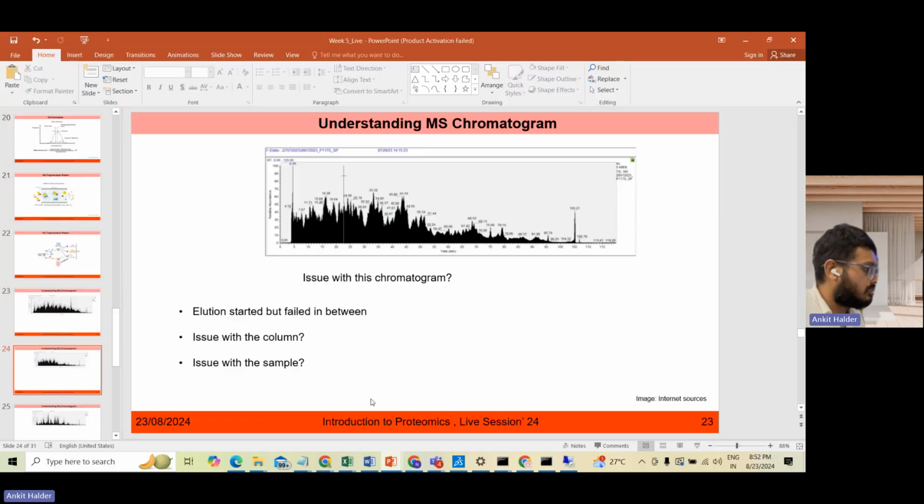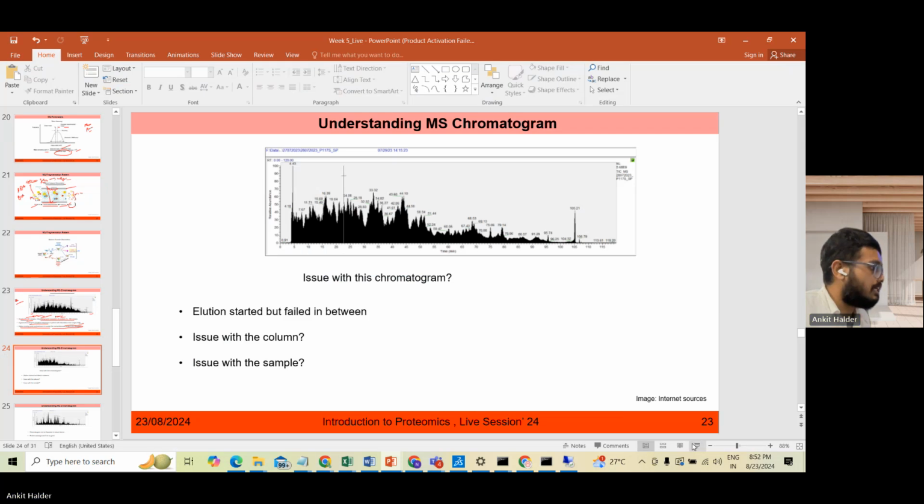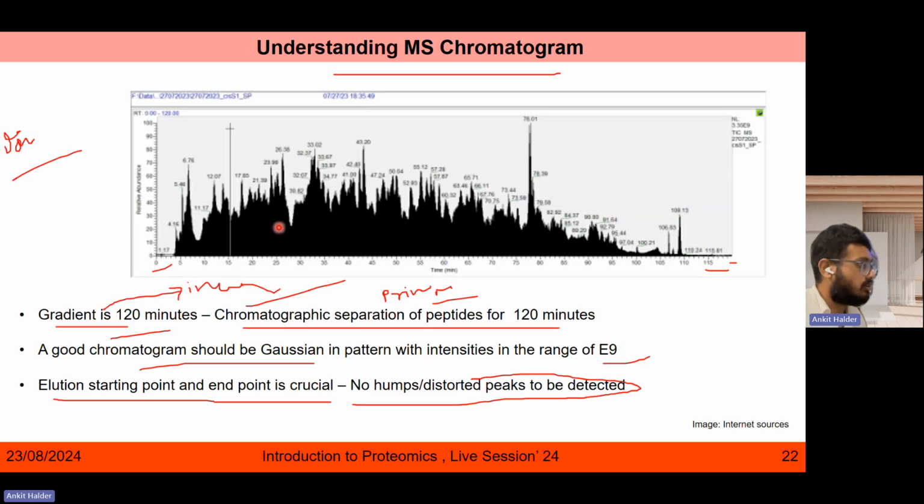Are you getting it right? Is everything clear about the gradient and the chromatogram? Yeah. So now you can see this particular chromatogram. Here you can understand that the peptides eluted over a period of time, with the maximum eluting in this range of hydrophobicity.